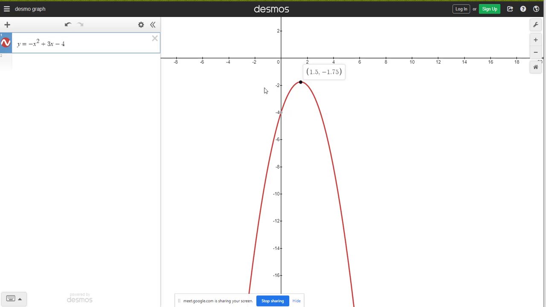And then we can see that as x gets really negative, y gets really negative. So that's one extreme. And as x gets positive, y gets negative. So at the extremes, we've got y going to negative infinity as x goes to negative infinity and as x goes to positive infinity. And the absolute maximum of the graph is at 1.5 and negative 1.75. That's the vertex of the graph. And we can see that this is going to be an upside down parabola.